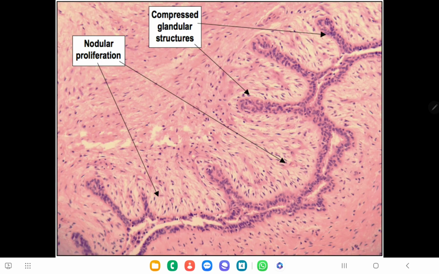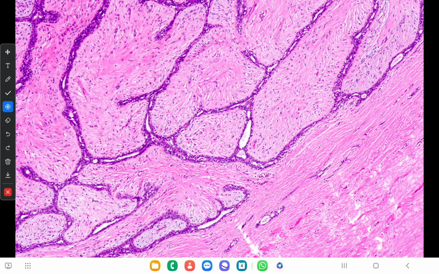Here you can also see the same picture at a little higher power, with glandular structures and stroma in the periphery. There are two types of fibroadenoma: intracanalicular and pericanalicular. Here you can see intracanalicular fibroadenoma. There is more stromal cell proliferation, therefore the glandular structures have been compressed. There is more stroma, therefore glandular structures are compressed in intracanalicular fibroadenoma.